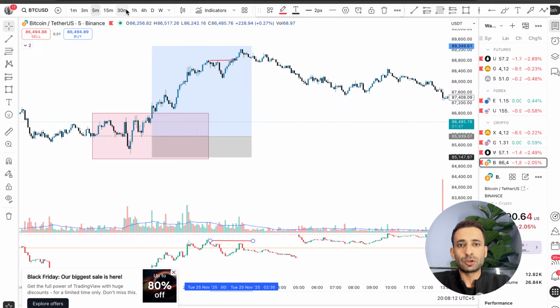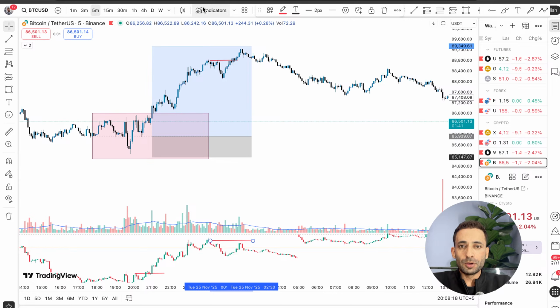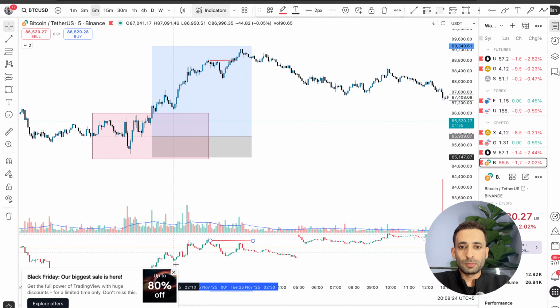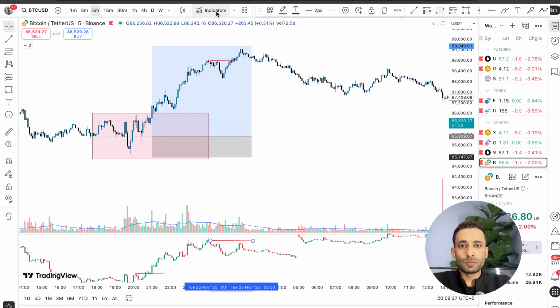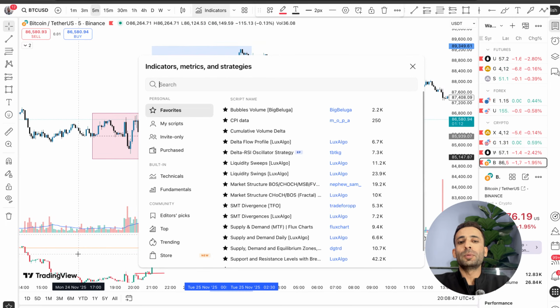So you see here, as I explained, if you want to know this indicator's name, simply go to indicators, click here, and let me open it. Hold on. This indicator is called CVD. It's going to give you volume profile. These three indicators can give you a high probability trade. Yeah, CVD, this indicator.